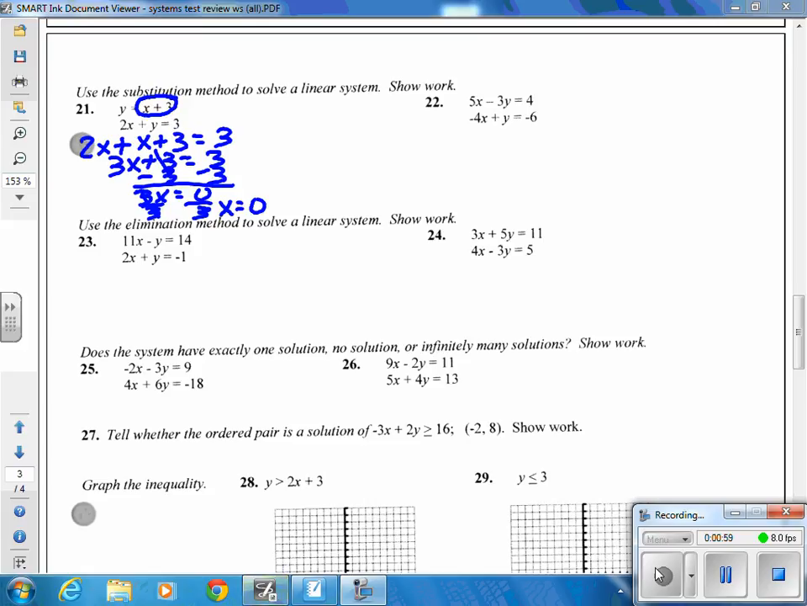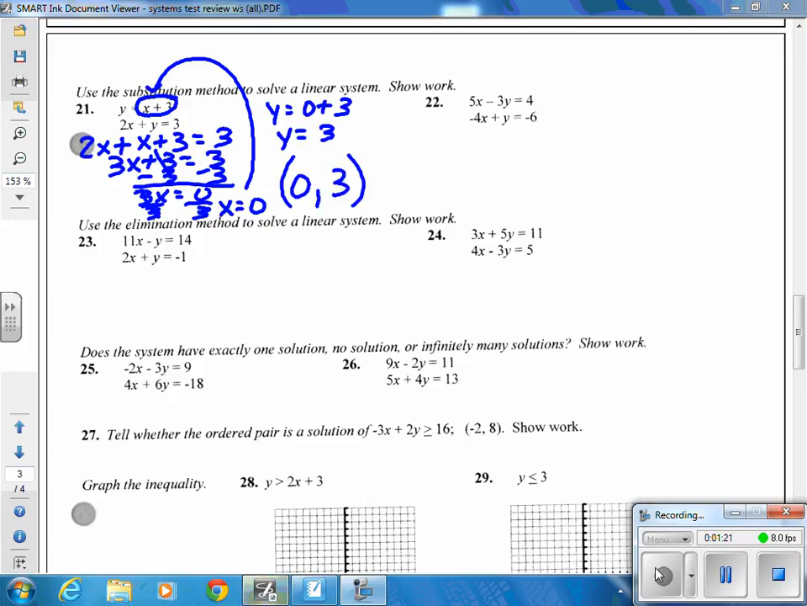Right, so you have half of your answer at this point. Now to get the y value, you're going to go all the way back up into your circled expression and substitute 0 for x. So I've got y equals 0 plus 3, which means my y value is 3. Put them together in alphabetical order, and your ordered pair for number 21 is going to be 0, 3.